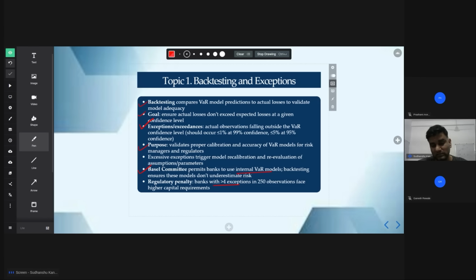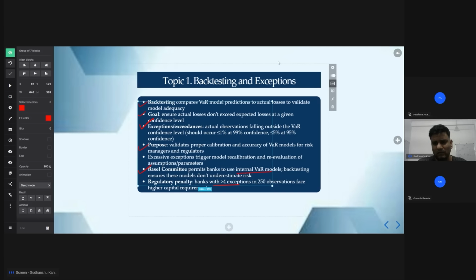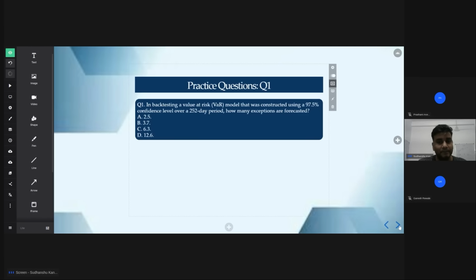And we need to understand that if you are breaching your limit, if you are having more than 4 exceptions in 250 trading days, it means you are breaching the 1% threshold which has been established. You need to hold more capital, because there is a penalty which has been put by the regulator. Okay, so keep that in mind. Again, very theoretical, very easy to understand. Just understand it. All right, let's do the question, guys.